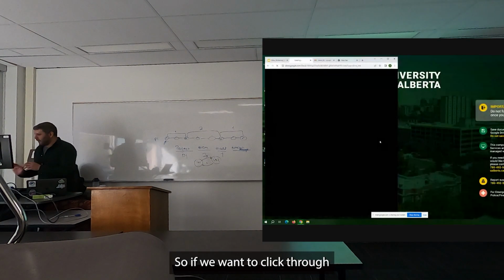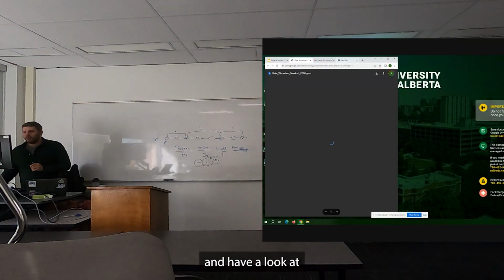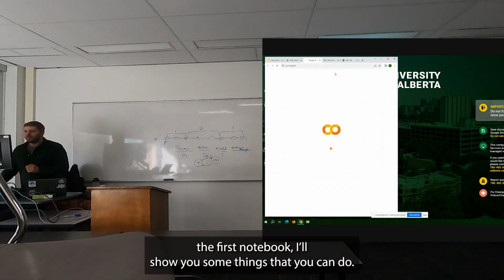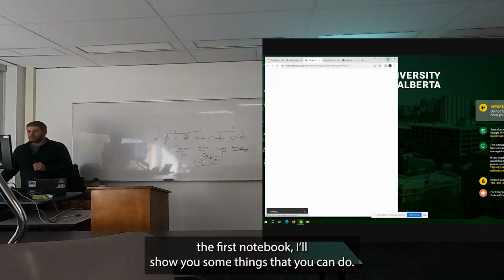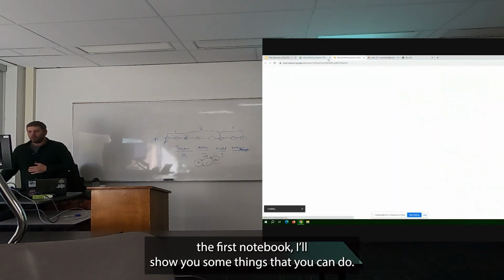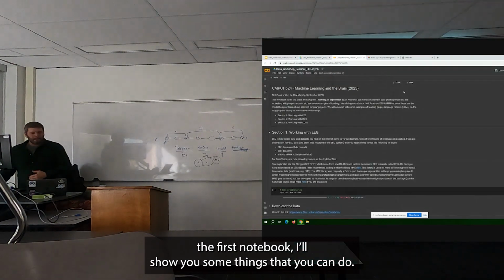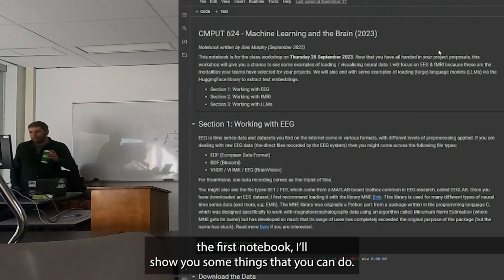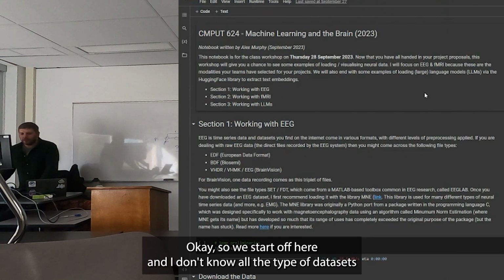So if we want to click through the notebook, the first little bit, I'll show you some things that you can do with the output. Okay, so we start off there.